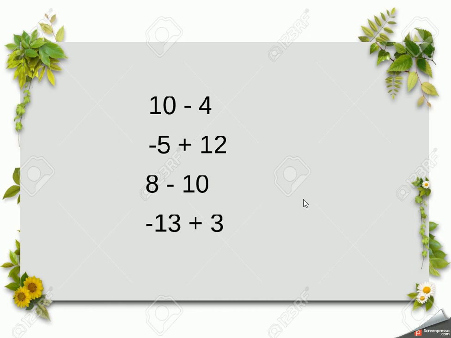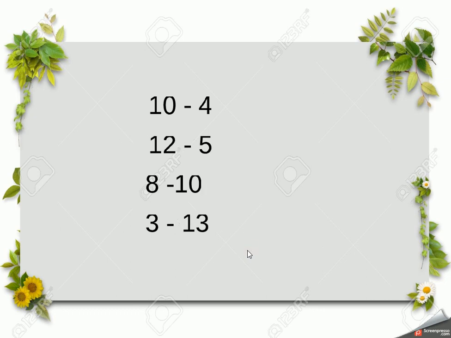So what can we do next? Well, having the negative number first is also a bit difficult. So it might be easier if we made sure we put the positive number first. Now that's all right with 10 minus 4 and 8 minus 10, but these two, minus 5 add 12 and the bottom one, both have the negative numbers first. So next we're going to swap those 2 numbers so the positive number is first. And now we've got 10 take away 4, 12 take away 5, 8 take away 10, and 3 take away 13. They're looking much simpler and much easier to work with.